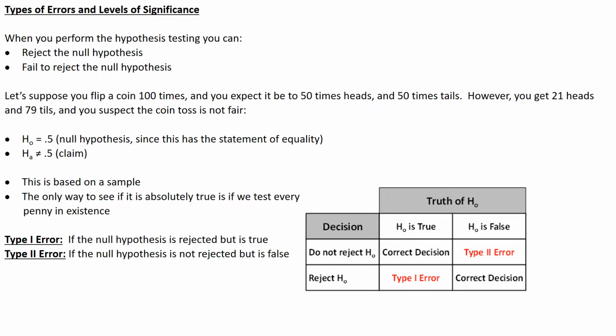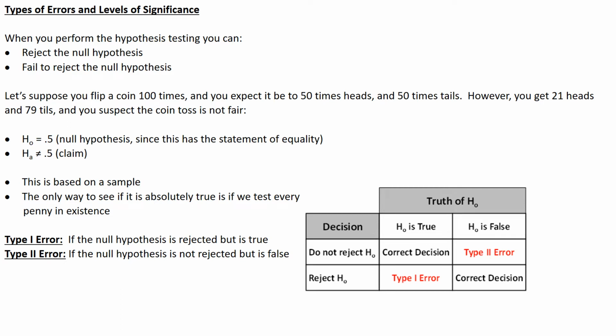Suppose you flip a coin 100 times, you expect it to be 50 times heads, 50 times tails. However, you get 21 heads and 79 tails, and you suspect the coin is not fair. Well, we're going to make the null hypothesis, there's a statement of equality, that p should be 0.5, which means the alternate hypothesis would be p is not equal to 0.5.